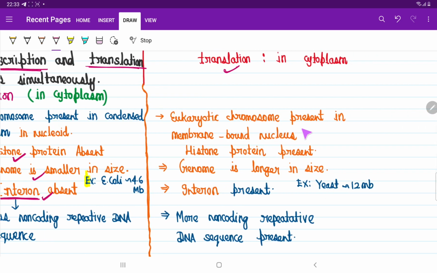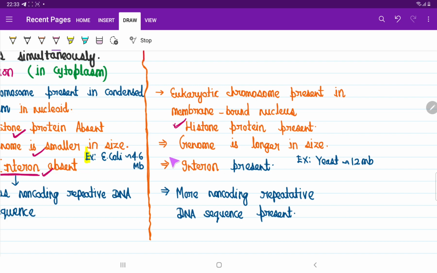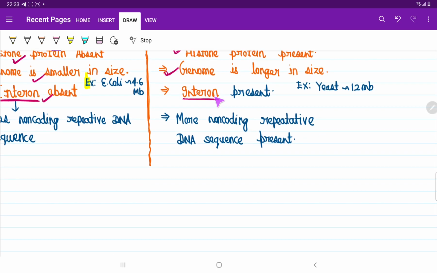But if you see the eukaryote, they have a membrane bound nucleus and they have histone protein. Their genome is comparatively larger in size, and they have a lot of introns, meaning a lot of non-coding region is present, right? Then that non-coding region is what? They are repeated DNA sequences.